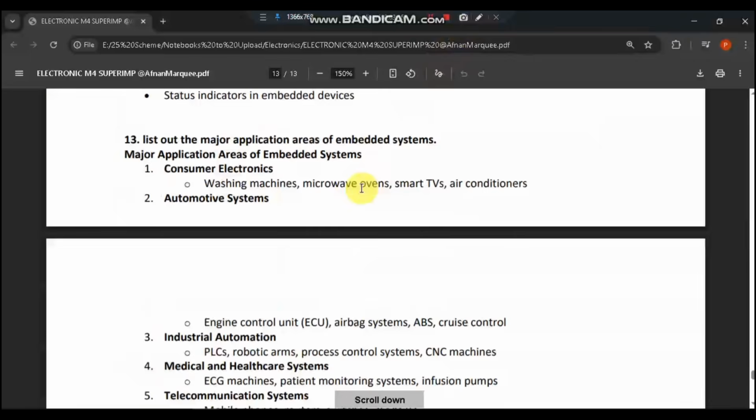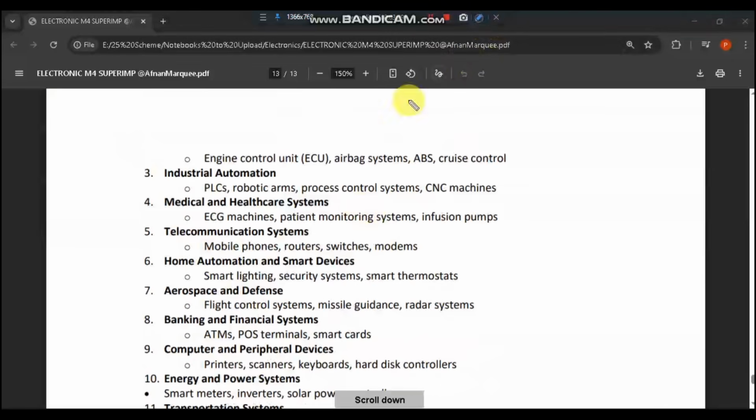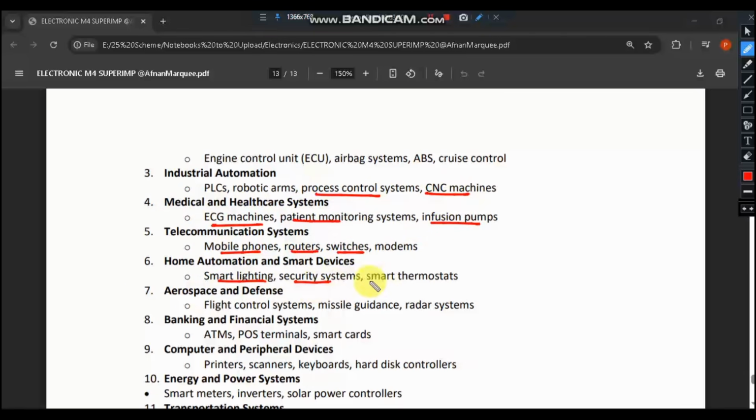Okay. List out the major application areas where embedded systems are used. It is used in consumer electronics like washing machines, microwave ovens, and smart TVs. Automotive systems like the engine control unit, airbag system, and ABS anti-lock braking system. And industrial automation: PLCs, robotic arms, process control systems, CNC machines. Medical and healthcare like ECG machines, patient monitoring systems, and infusion pumps. Telecommunication systems like mobile phones, routers, switches, home automation, smart lighting, security systems.